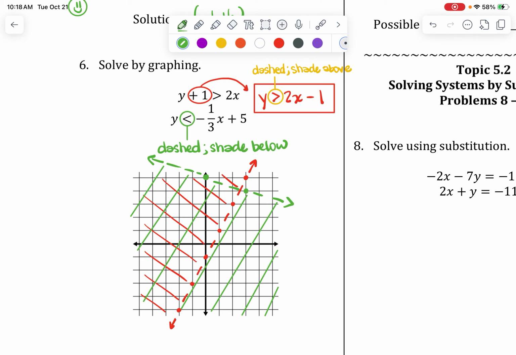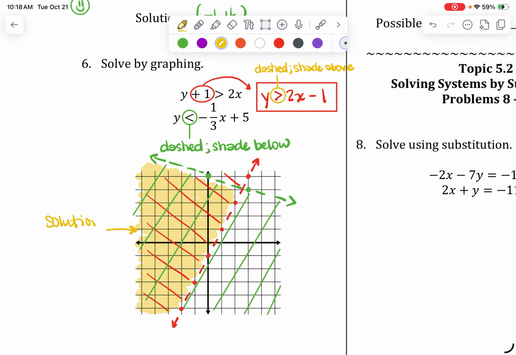But as far as our solutions go, our solutions for the system are the overlapping space, right? And you want to make sure that on your test, I know exactly which space you want me to look at, right? So you might want to shade it in darker or use a highlighter or something like that, because this is the solution region for our system.